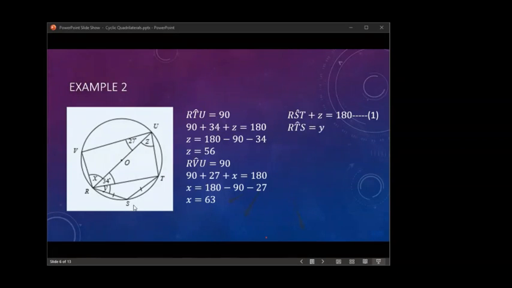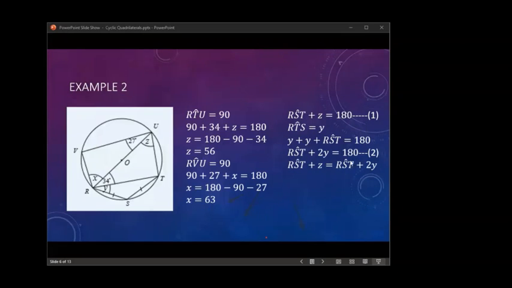And we can proceed, since this triangle RST is an isosceles triangle, this angle RTS is also equal to y. And then considering the sum of interior angles of this triangle RST, you can write y plus angle RST is equal to 180. That means RST plus 2y is equal to 180. So we have these equations 1 and 2.